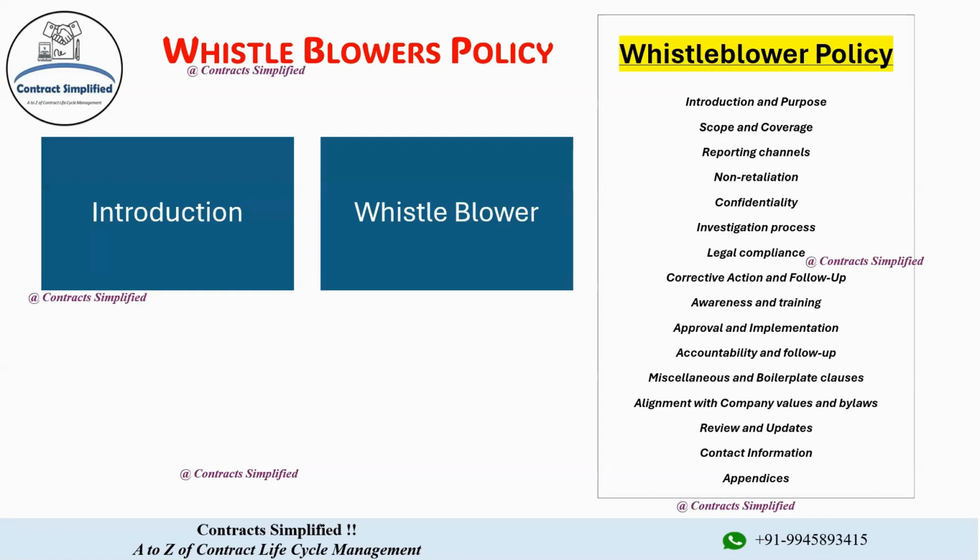Review and update. Specify the frequency for reviewing and updating the whistleblower policy to ensure its effectiveness and relevance. Encourage feedback from stakeholders to identify areas for improvement. Contact information. Provide contact information for the individual or department responsible for addressing questions or concerns related to the whistleblower policy. Last one is appendices. Include any relevant forms, templates, or additional resources to support the implementation of the whistleblower policy.